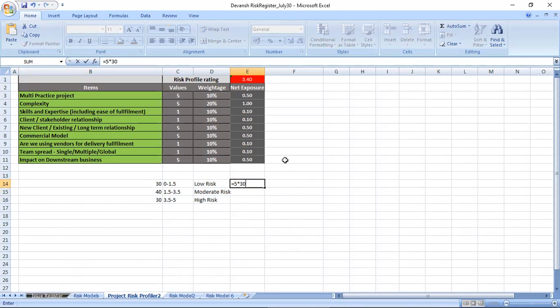5 into 30% is 1.5. That's why I say 0 to 1.5 is low risk. And then again, for the upper 30, it will be 1.5, so 3.5 to 5 is high risk. Whatever is in between, which is 1.5 to 3.5, is a moderate risk. So that's why you see here it shows 3.40 and it is showing as high risk.